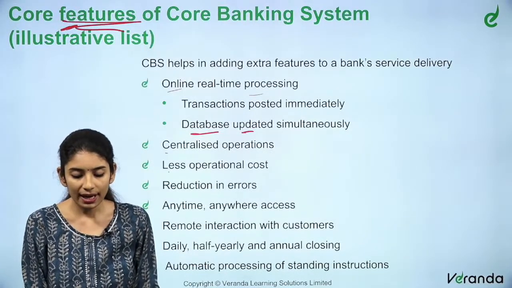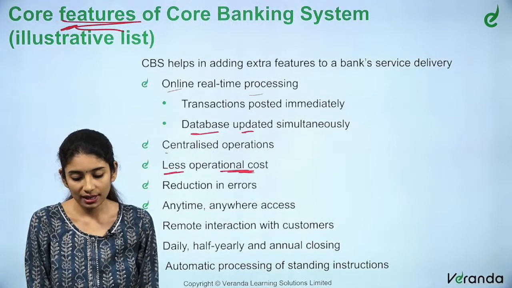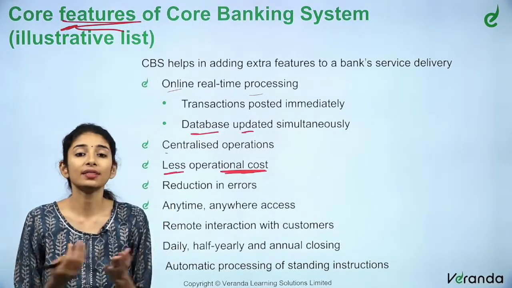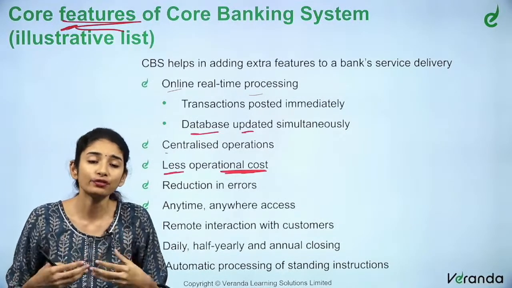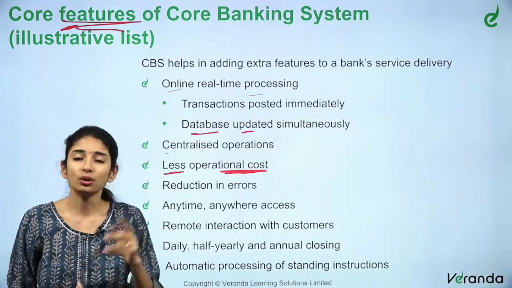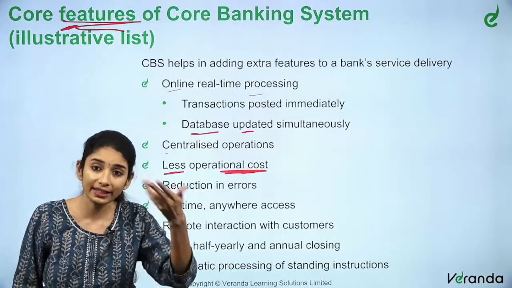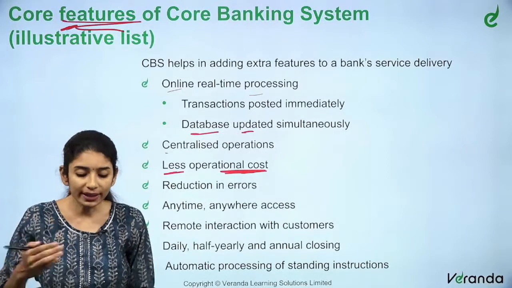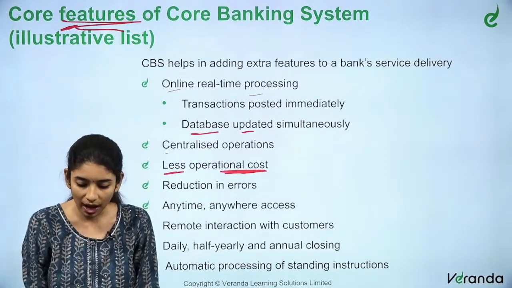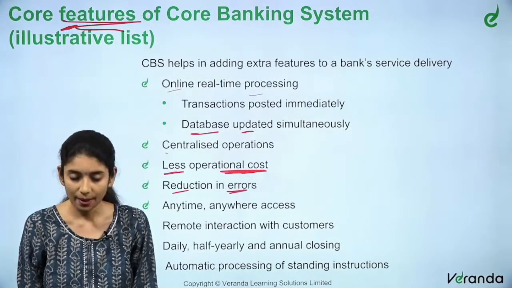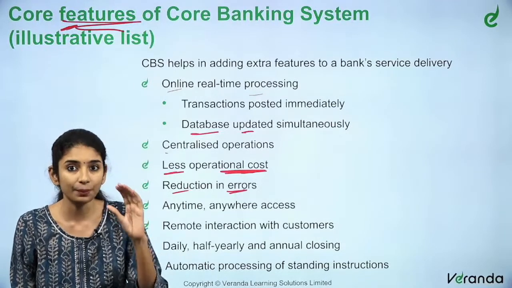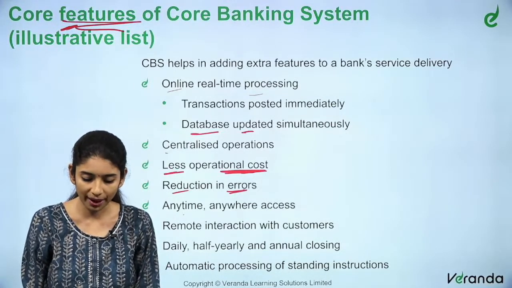Centralized operations. Less operational cost. Imagine the nature of transactions that happen in the banking environment. Had they had to do it without a CBS, it would involve so much paperwork, so much going around here and there, so much data to be shifted here and there. So now I have CBS, which saves my operational cost to a large extent. Reduction in errors. There has to be nil or only an acceptable level of errors in any core banking system.